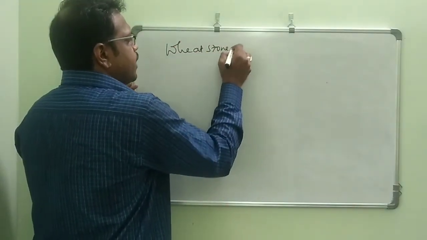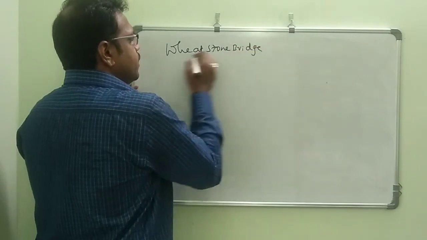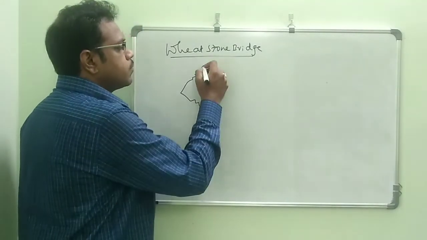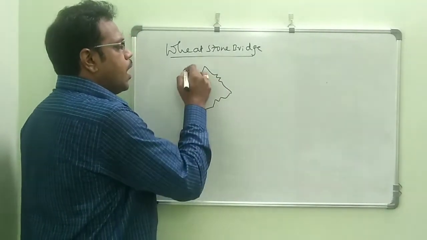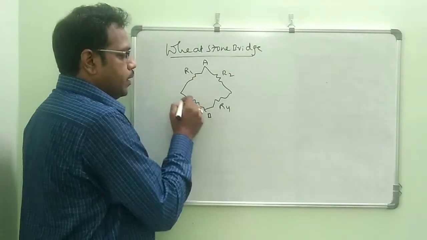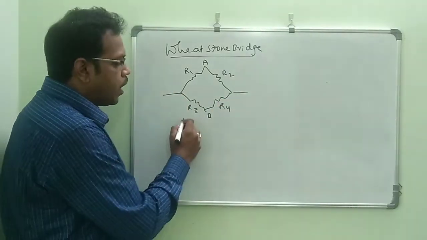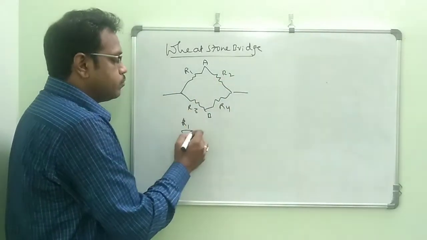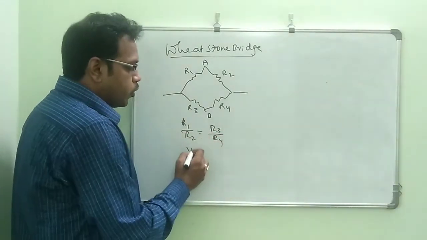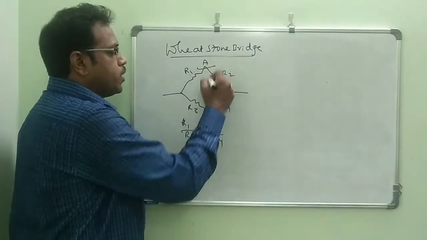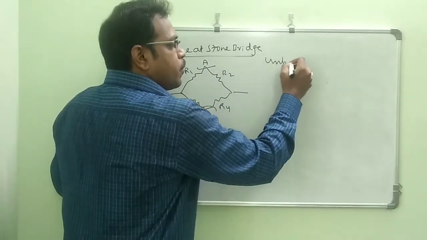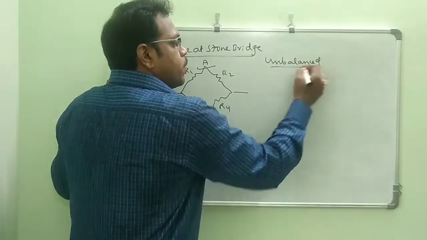There are two types of bridge we can take. One is balanced bridge, the next one is unbalanced bridge. Suppose you take R1, R2, R3, R4, A and B. The bridge is balanced when R1 by R2 is equal to R3 by R4, so that potential VA is equal to VB. Here the potentials are the same. Suppose the bridge is unbalanced, for that type of bridge they will only give problems.